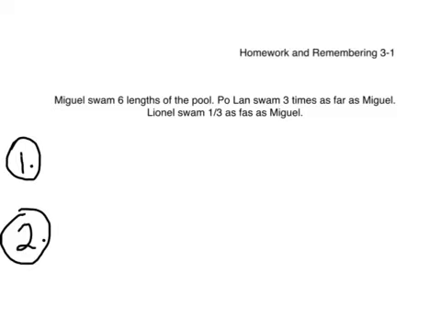Number 1 says, how many lengths did Polan swim? Well, Polan, if we look right here, swam 3 times as far as Miguel, while Miguel swam 6 lengths of the pool. So we know Polan, I'm going to represent that with the letter P, must equal whatever Miguel is times 3, because it's 3 times as far. That will give us the distance for Polan.